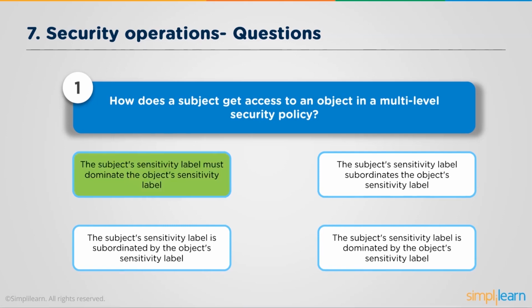Now here the correct answer is that the subject sensitivity label must dominate the object's sensitivity label. So the user should have a sensitivity label that allows them access to the object which has an equivalent sensitivity label. So understanding those models becomes very important, not only from an exam perspective, but when you're creating a policy, you are going to use these terminologies and create a policy around this.